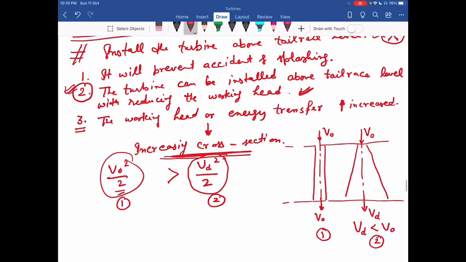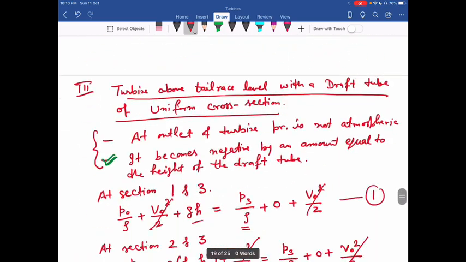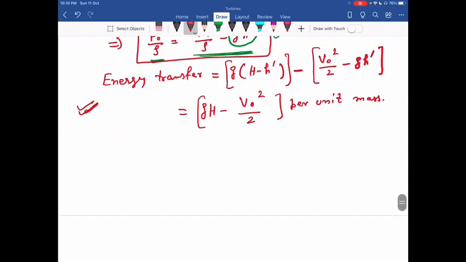So here my working head is the energy transfer within the turbine, that is GH minus VO square divided by 2. Working head is GH, H you can say. So GH minus VO square divided by 2 is the amount of energy transfer per unit mass. So that is the same as case 1. So that proves my second function of the draft tube.